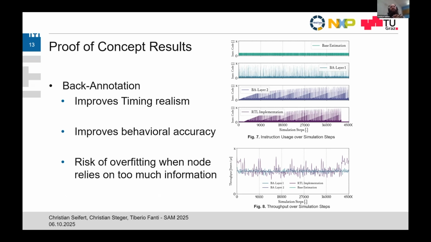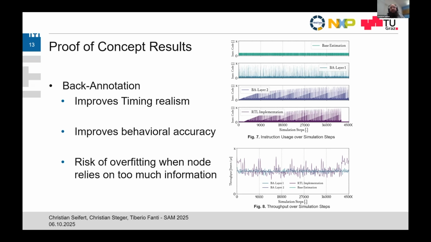So our key takeaways from the proof of concept results with the different back-annotation variants are that back-annotated nodes can resemble the behavior of system components and their timing effects more closely to reality. With this, the behavioral accuracy of nodes can be vastly improved, resulting in a system-wide improvement of the estimation. It's important to mention, though, that there's also the risk of overfitting, which we discussed before.